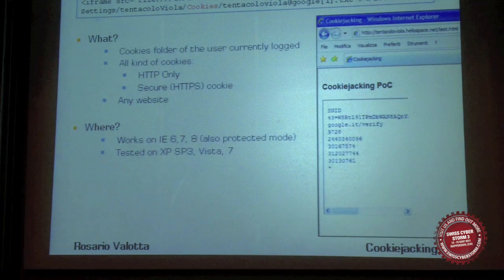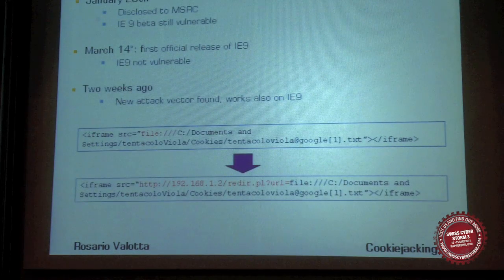This is a zero-day vulnerability and works on Internet Explorer 6, 7, 8, and also 9. I've tested it on Windows XP Service Pack 3, Windows Vista, and Windows 7. Okay, just a bit of history about disclosure. Being a zero-day vulnerability, I privately disclosed it to Microsoft Security Response Center by the end of January. At that time, Internet Explorer 9 beta was out and was affected by this vulnerability. By the middle of March, Microsoft delivered the first official release of Internet Explorer 9, and they were able to patch this vulnerability. So in about a month, they were able to deliver a safer browser version.